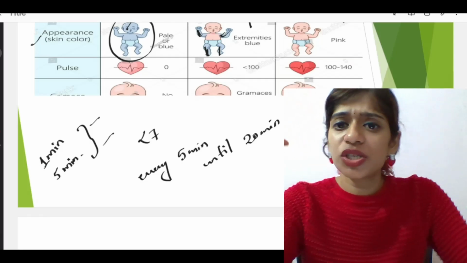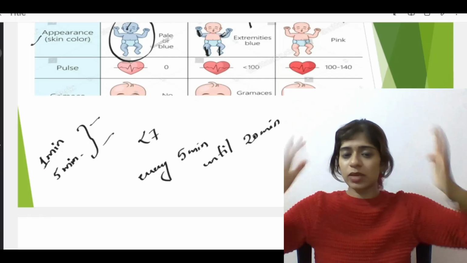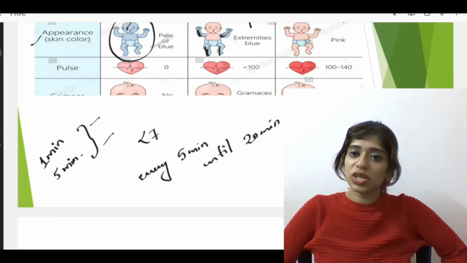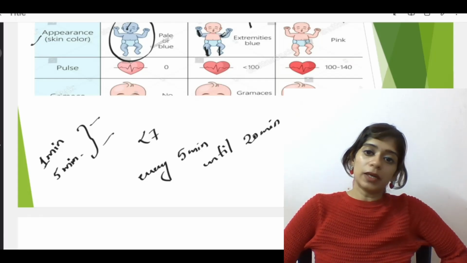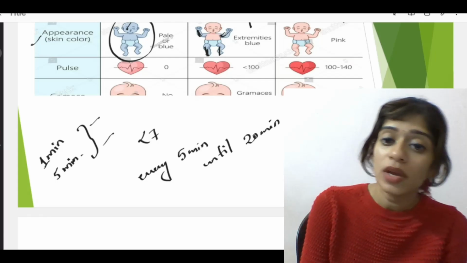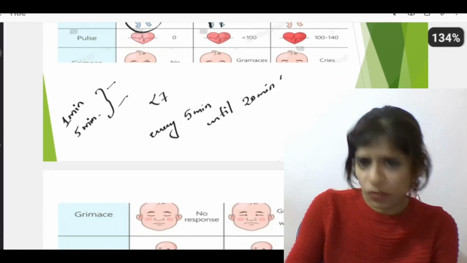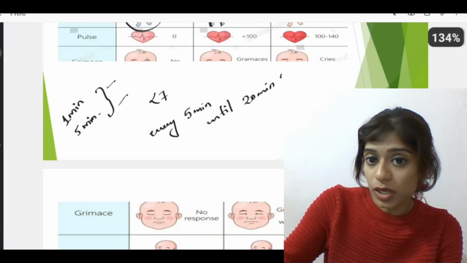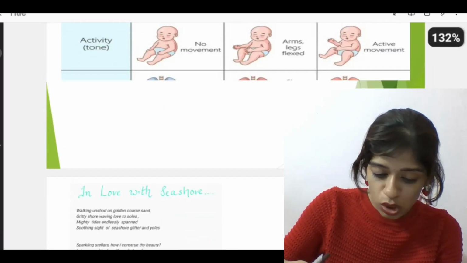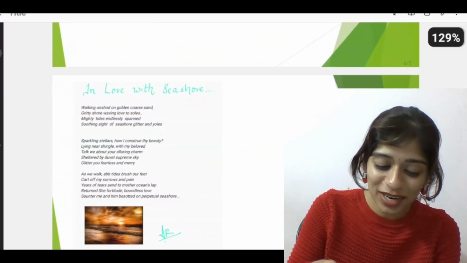Now, what are the conditions where the baby's Apgar score could be low? Basically, what are the conditions that can cause asphyxia in a baby? It could be hyaline membrane disease where the lungs are underdeveloped. It could be meconium aspiration syndrome. So these are a few conditions where there could be a low Apgar score. That's all about Apgar score, guys.